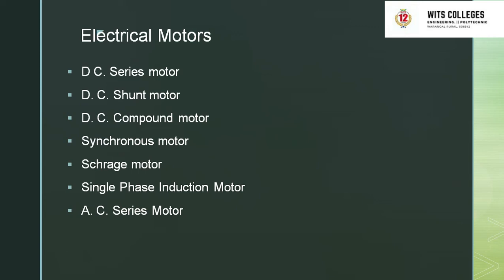Why we are going for AC motors means, due to the presence of commutator and brushes, DC motors have a number of disadvantages as compared to AC motors like higher cost, weight, volume and inertia, and frequent maintenance. These are the disadvantages.